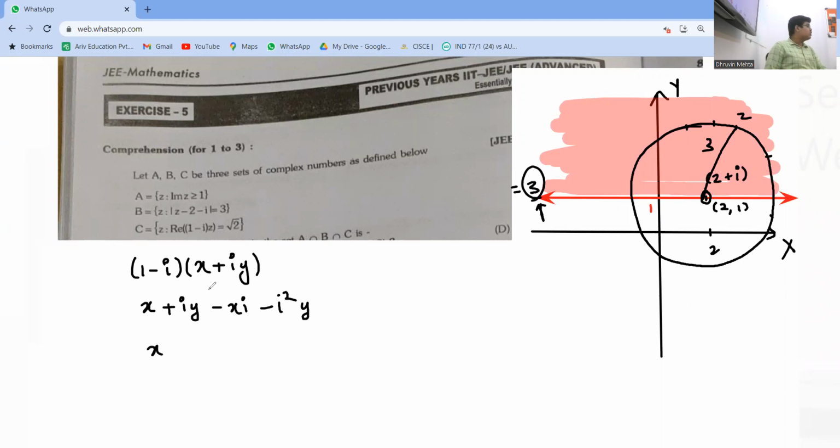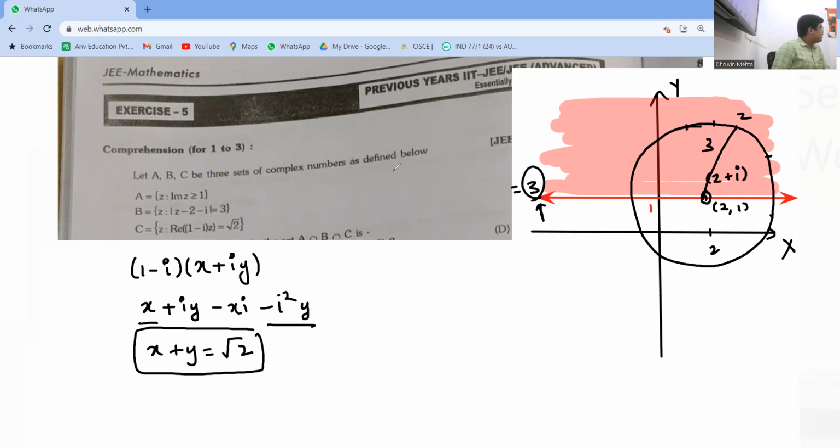See, I am focusing only on the real part now. Which is the real part? x, and this is the real part, this is plus y. What is the real part of this problem? It's root 2. Real part is root 2. So this is the final equation: real part equal to root 2. Look here, read here. Real part is equal to root 2. So what does this represent? x plus y equal to root 2.